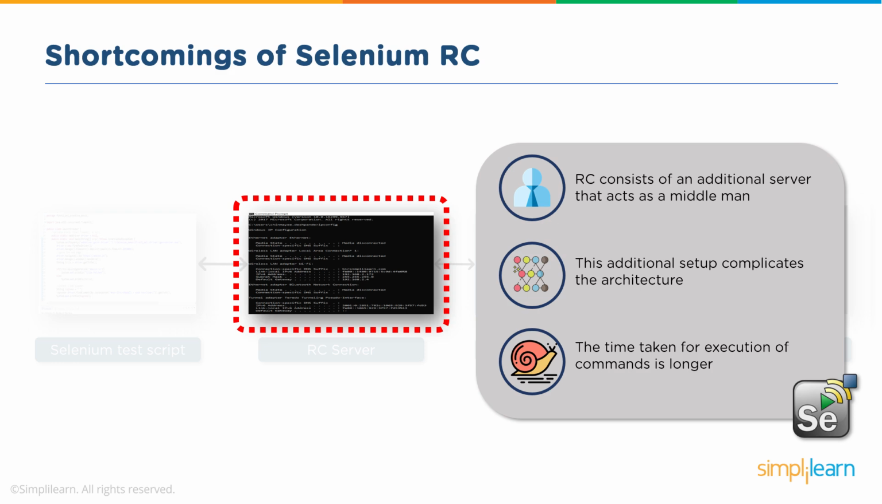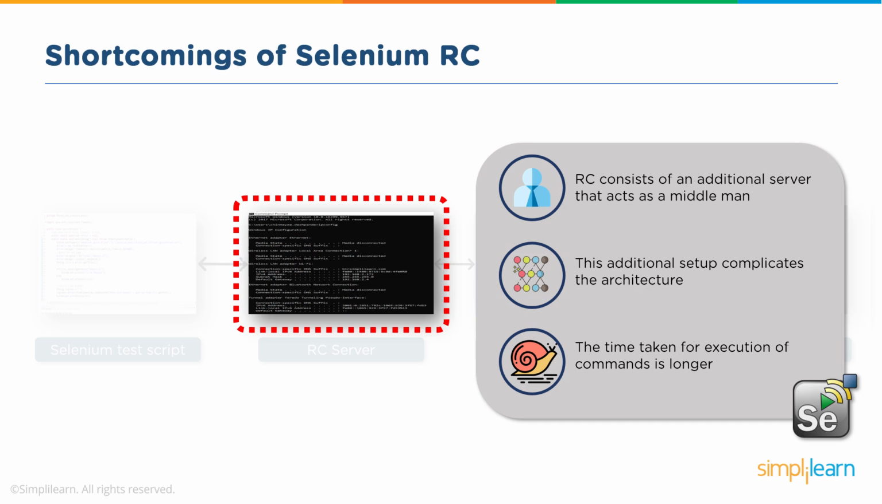The reason why the RC was still not good enough was, one, the architecture of RC is very complicated because of that intermediate RC server to communicate with the browser. So there is no direct interaction with the browser. This RC server needs to be installed before running any test scripts. That means it has an additional setup, because the RC server is a mediator between your Selenium commands and your browser. The execution of the commands takes a very long time.